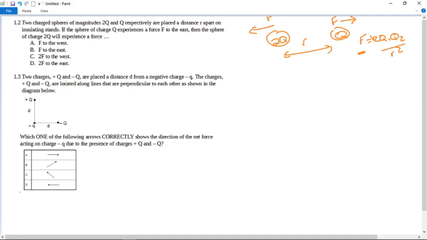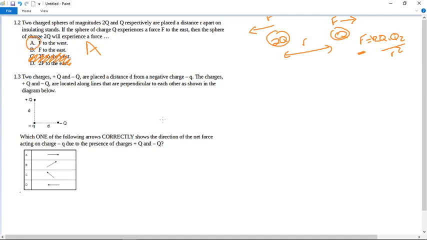So it will be the force F. So these two are definitely not okay because the forces can't get bigger unless you change the charges or change the distance. So it has to be force F to the west, so the answer is A.